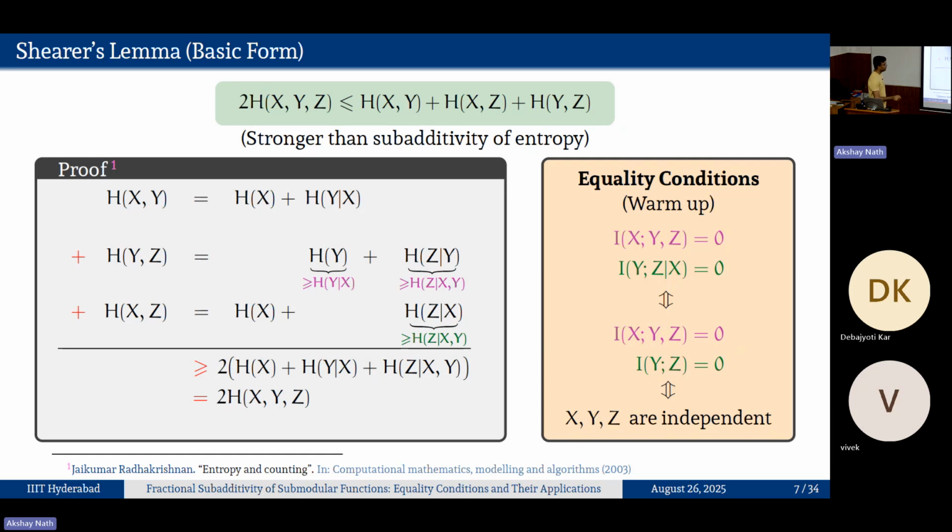Now if I simplify this by brute force using the basic chain rules, what I get is x is independent of y comma z, and y and z are independent. So that means x, y, and z are all independent.